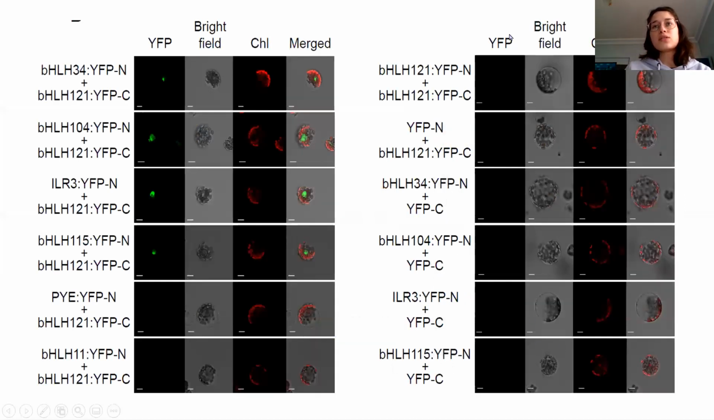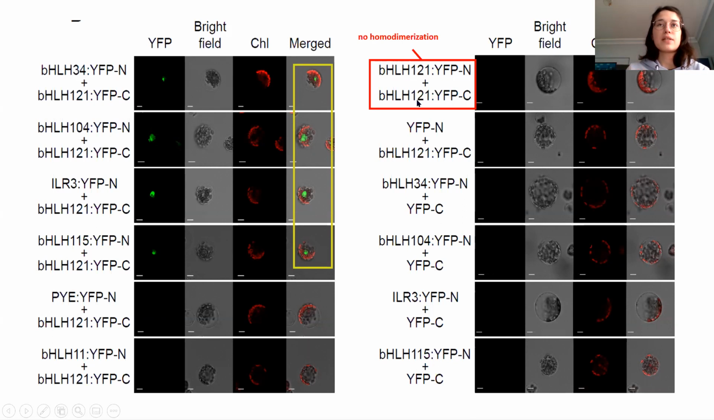Here, this part is used as the control group, and here we can see the positive results, which correlate with what we saw in the yeast two-hybrid assay. In the control group, BHLH121 is fused to the N-terminus and the C-terminus in both of them. This is just to check whether this protein forms homodimers with itself or self-activates, and as we can see here, it does not. It is able to form dimers with BHLH34, 104, ILR3, and 115 again, but it is not able to form any heterodimers with PYE and BHLH11.